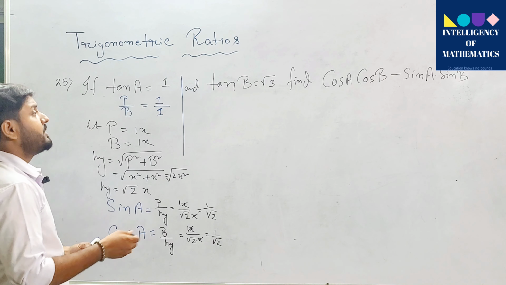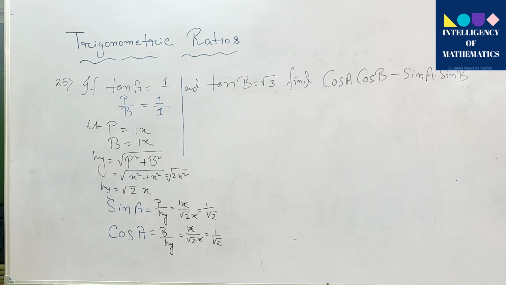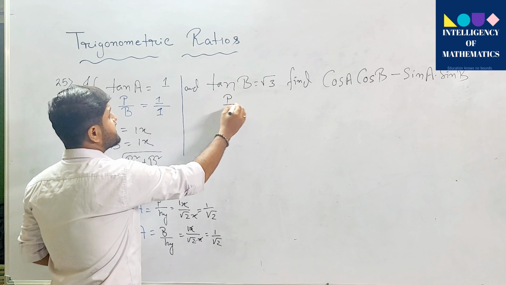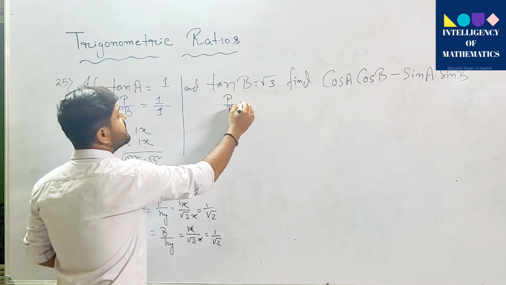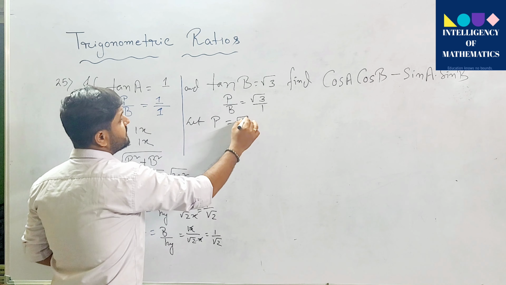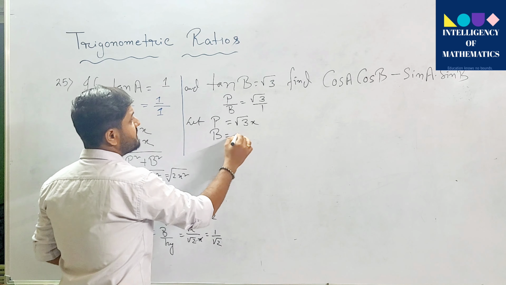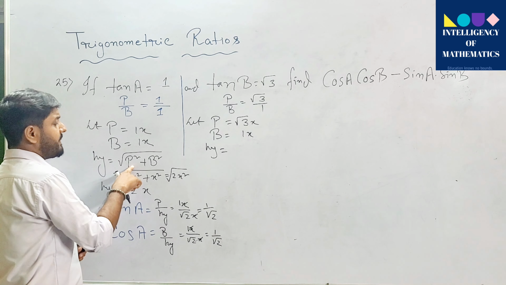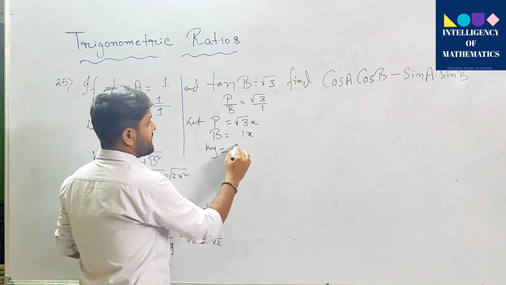Again we will come to this part here. In the same way we will split, because tan means perpendicular by base, which is root 3, means root 3 by 1. Similarly, like the other one, perpendicular is root 3x, base will be 1x. As base and perpendicular are available, hypotenuse we will also calculate using the same formula, perpendicular square plus base square. If we do so, we'll get root over 3x whole square plus x square. Root 3 square is 3, so 3x square and x square under the root, that means 4x square, which will give you 2x.